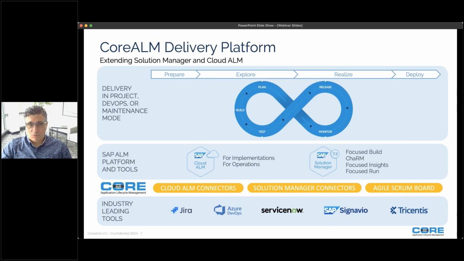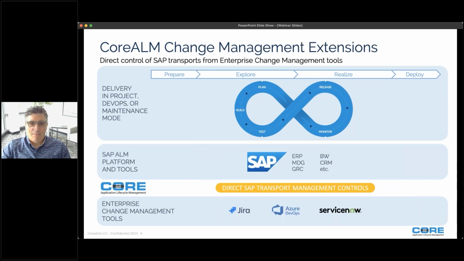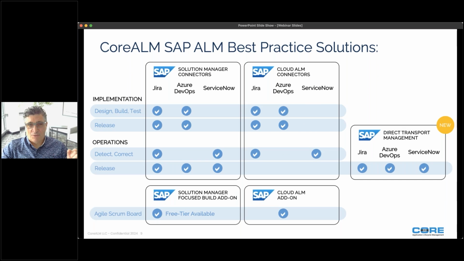So we have connectors for Cloud ALM, which we're going to be talking about today, one of those tools. We also have tools for Solution Manager connections, and we have an Agile Scrum board, which allows you to have almost like a Jira or Azure DevOps sort of Scrum board-like view that sits on top of Focus Build, part of Solution Manager. And then we also have direct transport management controls that allow you to manage SAP transports directly from ServiceNow or Jira or Azure DevOps. So this is a look at the overall product list and how it covers across Solution Manager, Cloud ALM, direct transport management for implementations and for operations.